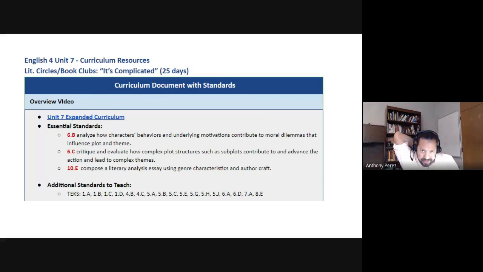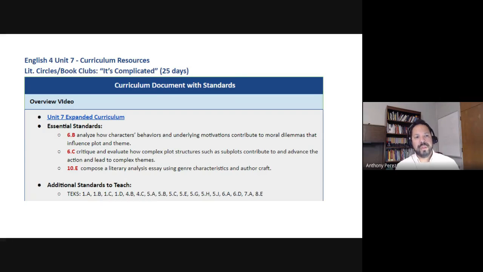All right. Hi, folks. Let's talk about the upcoming unit, English 4, Unit 7, the Lit Circles and Book Clubs unit. So before we address this Lit Circle Book Clubs part, let's just talk about the essential TEKS of this unit. This is probably the third time this year that you've covered some sort of fiction. You did it in the multi-genre unit. You probably did it in the critical lens unit.